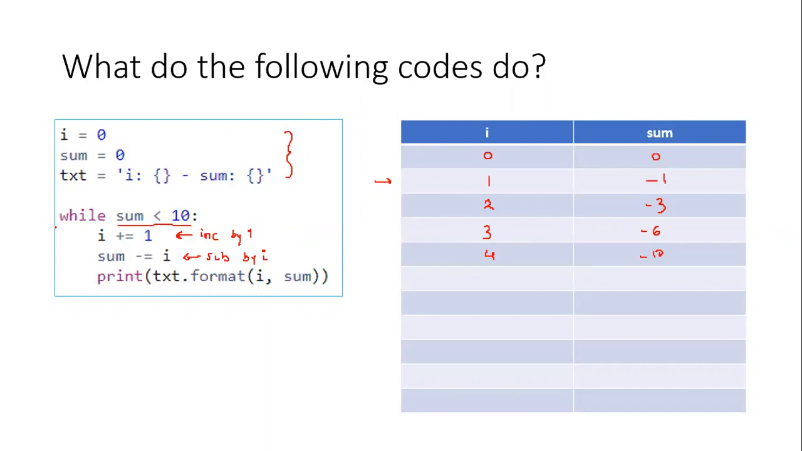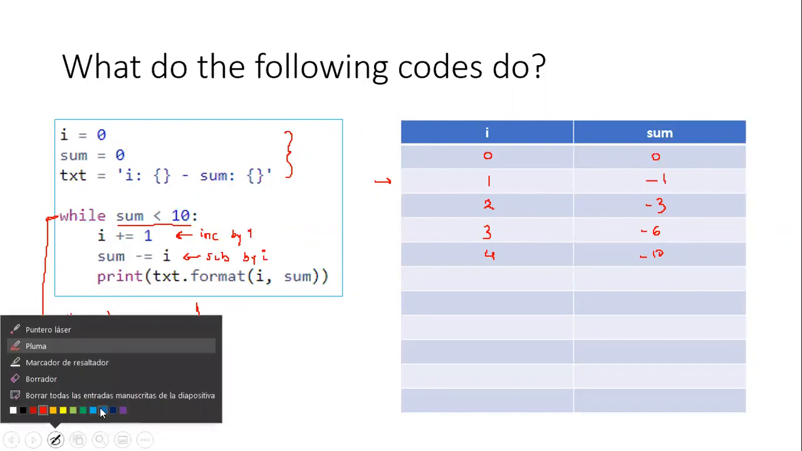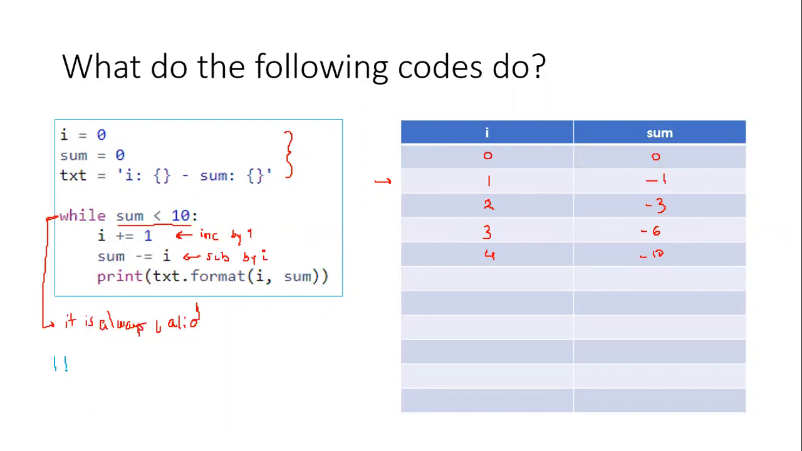So let me write it down here. It is always valid. So this means we are in an infinite loop. Let me write it down with some other color. Infinite loop.